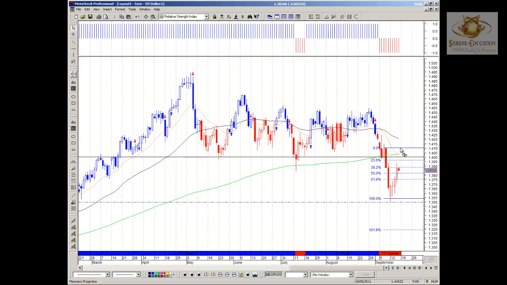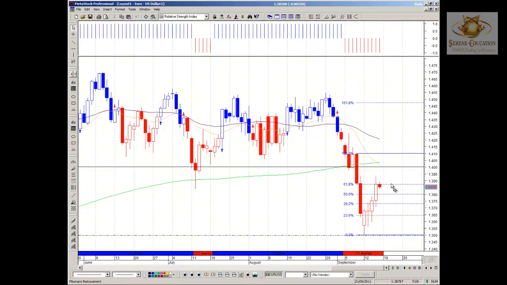Now we've seen a pullback. Now this pullback has pulled back to the 61.8, and we've now found a bit of resistance at this level. So 1.3900 is also another level here. Psychologically, we've seen a slight consolidation against the major downtrend. So where to for this price?